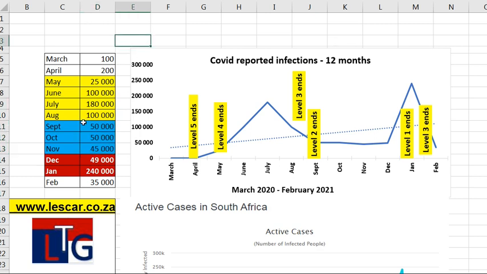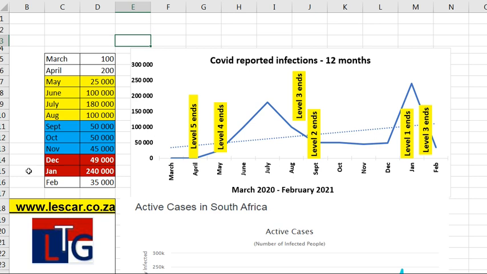The result is that a ticking time bomb was waiting, and an increase in December happened, and we went into a higher lockdown from the end of December 2020. Then the so-called second wave happened in January, where many more people were infected and many people unfortunately lost their lives. Following the successful level 3 lockdown, a very sharp decrease happened in February.